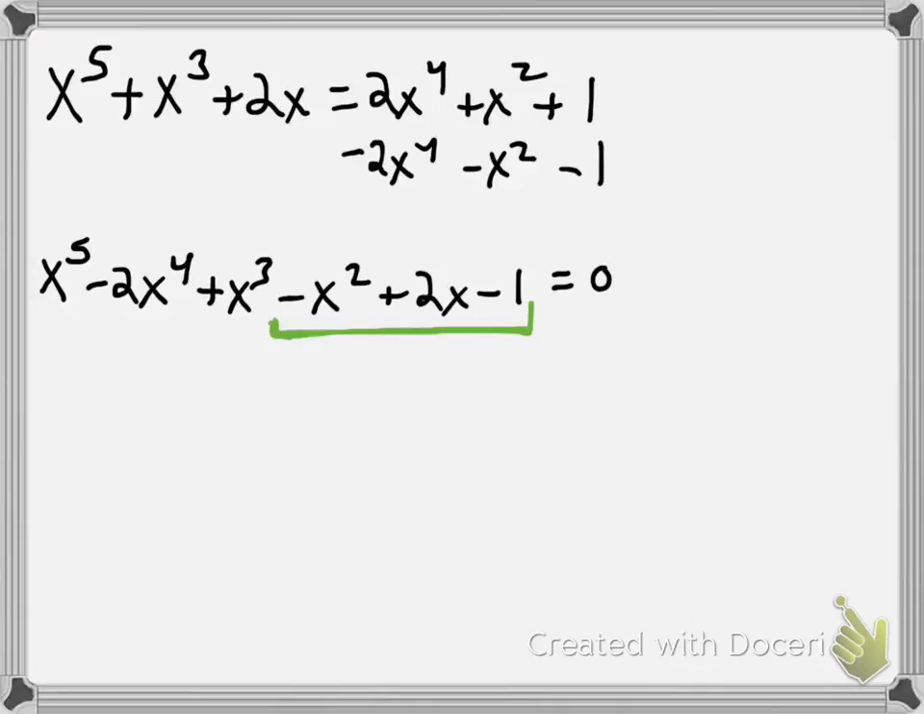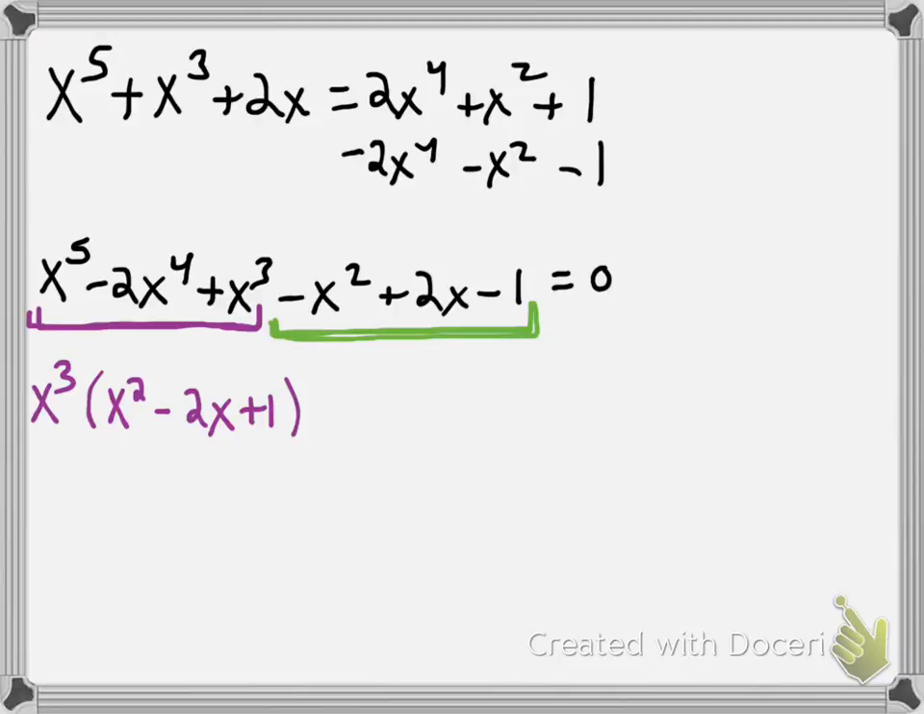I'm going to focus on this green expression here, which would then leave me with this purple expression over here. And now I look, well, this purple expression, they have a GCF. I mean, they all have x cubed. So I'm going to go ahead and pull x cubed out of there. And that leaves me with x squared minus 2x plus 1.